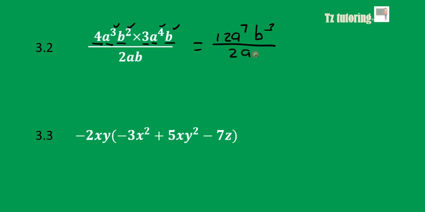And that's over 2ab. All right, and of course, now we can simplify the denominator as well. Starting with the coefficients, we always start with the coefficients. 12 divided by 2 is equal to 6. And for division, we subtract the exponents. 7 minus 1 is 6. 3 minus 1 is 2. If you do not understand how to subtract exponents, please watch my video on exponents to understand better.